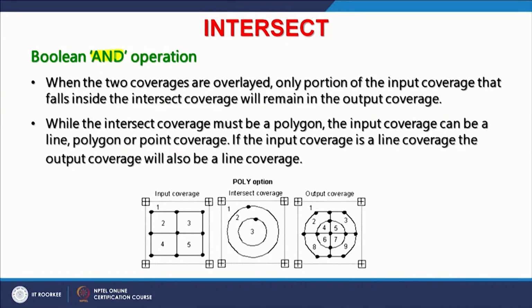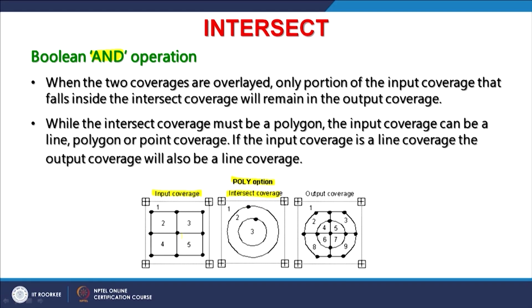Like here, an example is given: the input coverage, this same example we have seen, and this polygon is my intersect coverage. Instead of these circles, I can have a boundary of Uttarakhand.